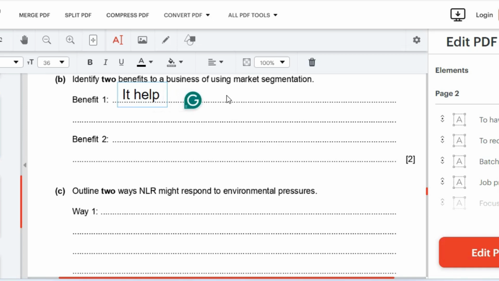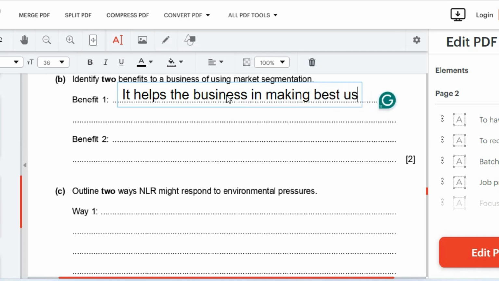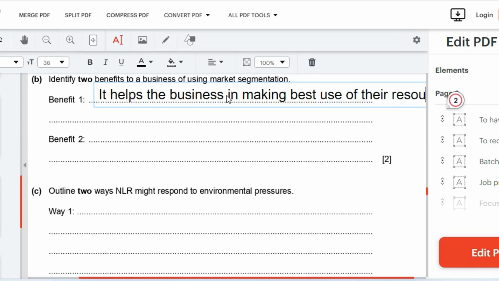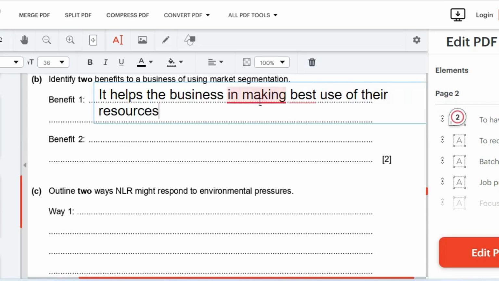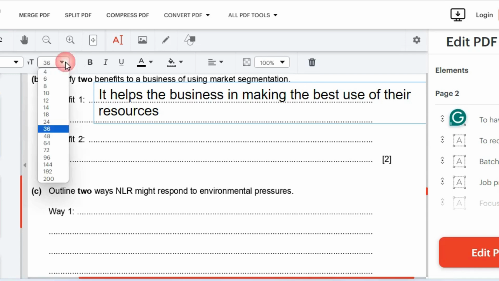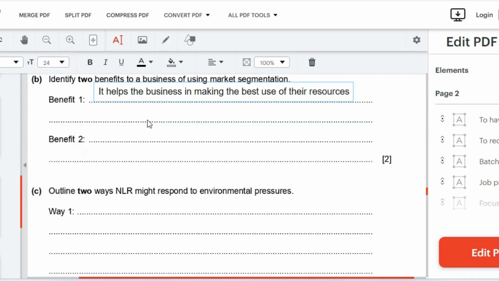It helps the business in making the best use of their resources. Let's try to reduce this for the second point.